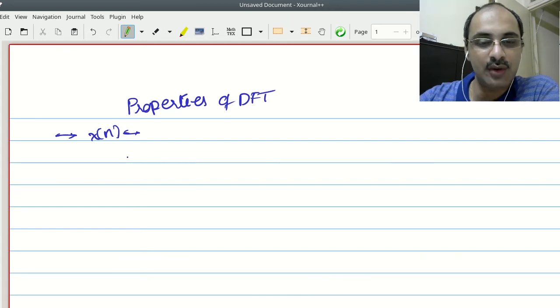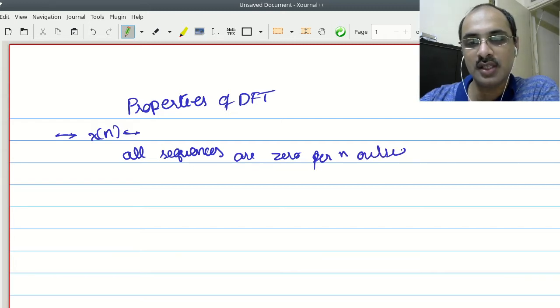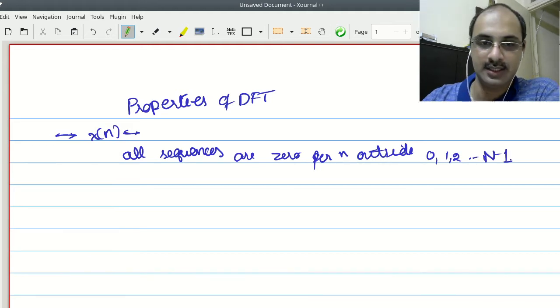So, we are basically going to assume that all sequences x[n], y[n] are 0 for n outside of 0, 1, 2 up to N minus 1. So, they are 0 outside these.